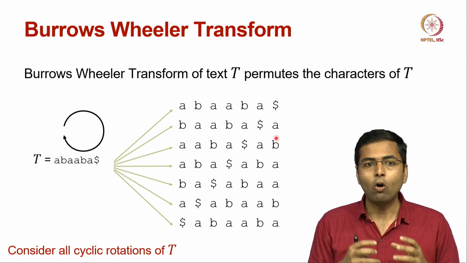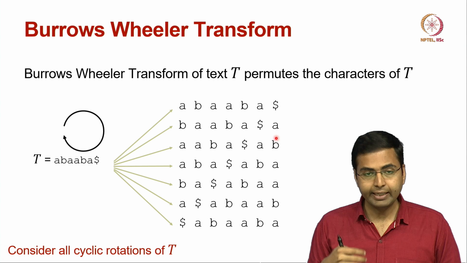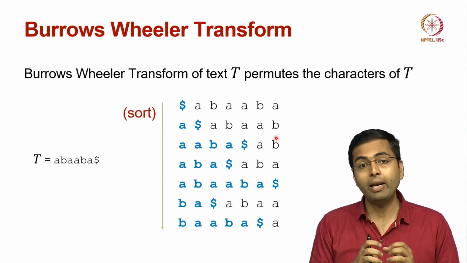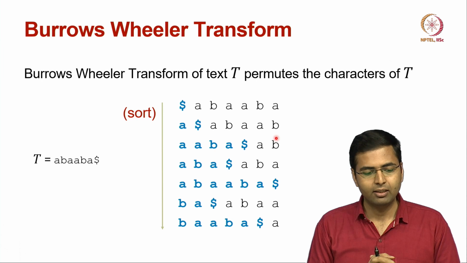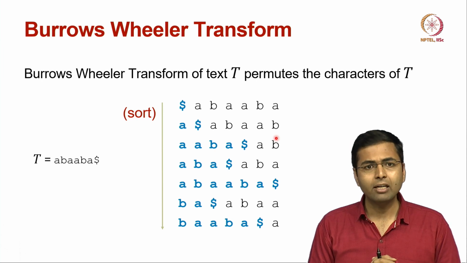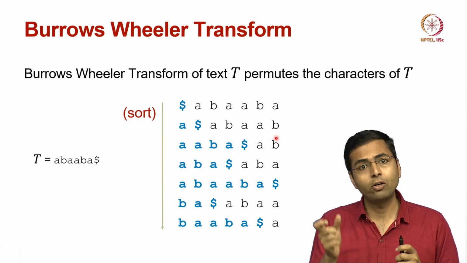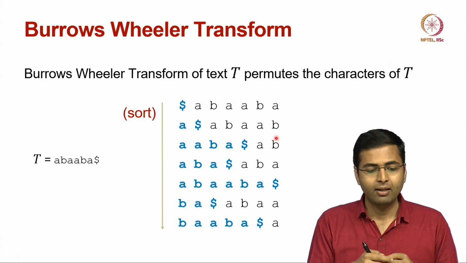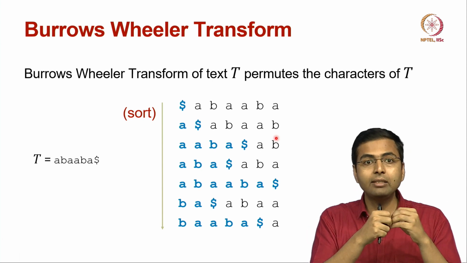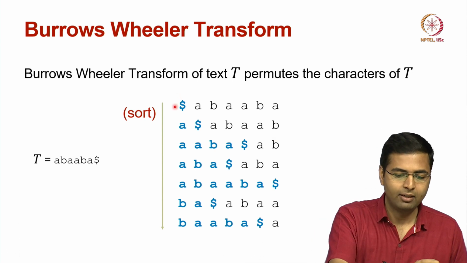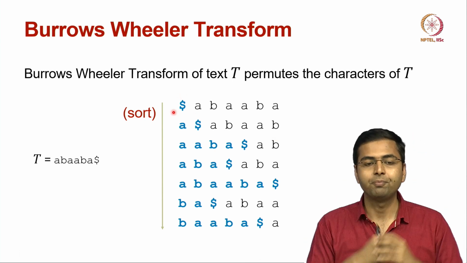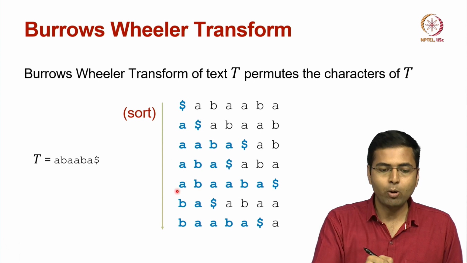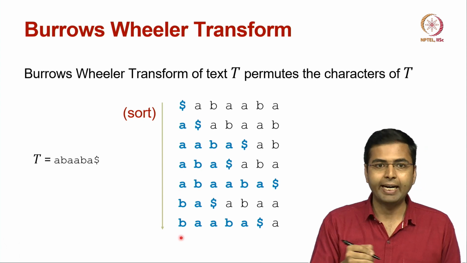Once we consider all the cyclic rotations, as a next step we are going to lexicographically sort these rotations. Because we continue to assume that the dollar symbol is lexicographically smaller than A and B, naturally the rotation starting from the dollar character appears at the top, followed by rotations starting from the A character, followed by rotations starting from the B character.